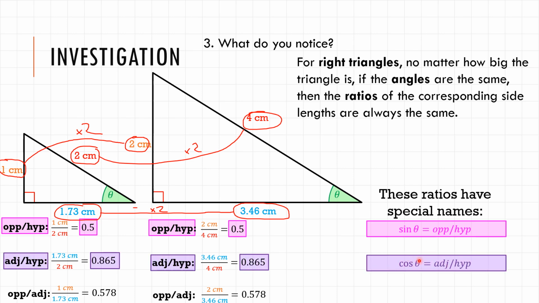The next ratio that you have to know is called cosine, and we write it like this: cosine of theta, cosine of an angle. The cosine ratio of any angle is equal to the adjacent side divided by the hypotenuse. And the last one is called tan. The tan ratio of any angle is equal to the opposite side divided by the adjacent side.